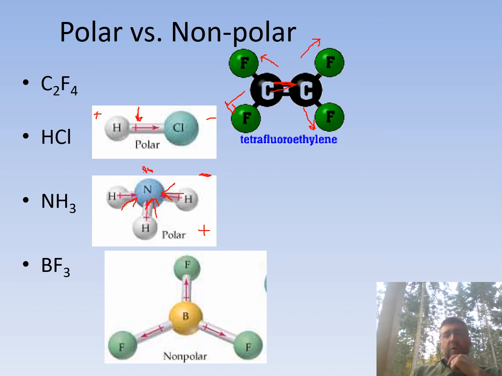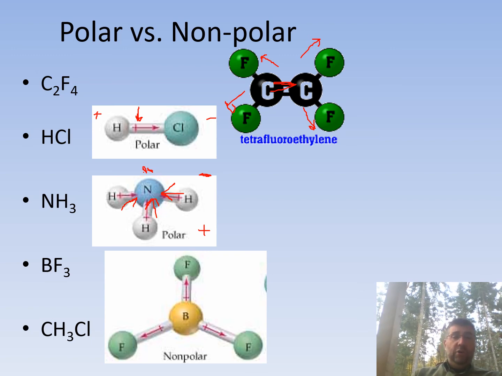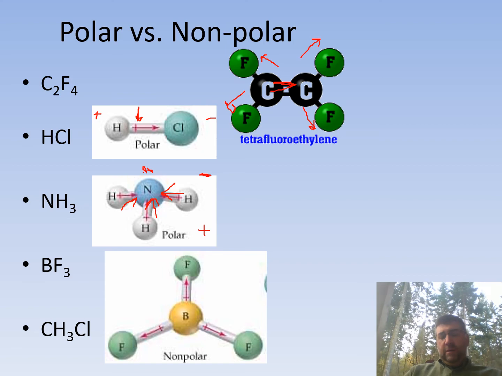All right, we got one more to check out here. CH3Cl, so carbon, 3 hydrogens, and a chlorine. Pause the video, draw it, examine the bonds, determine if it's polar or nonpolar. All right, we're back. Let's see what you got.